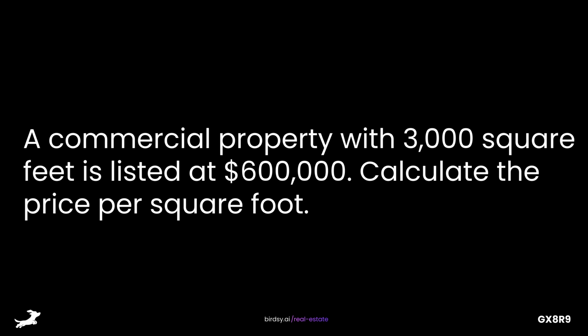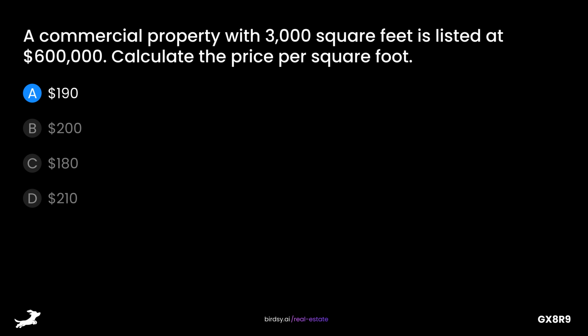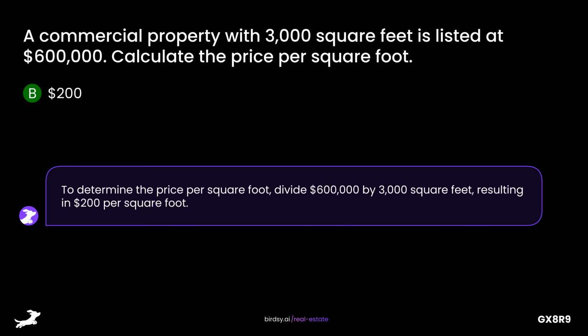A commercial property with 3,000 square feet is listed at $600,000. Calculate the price per square foot. Is it A, $190, B, $200, C, $180, or D, $210? The answer is B, $200. To determine the price per square foot, divide $600,000 by 3,000 square feet, resulting in $200 per square foot.